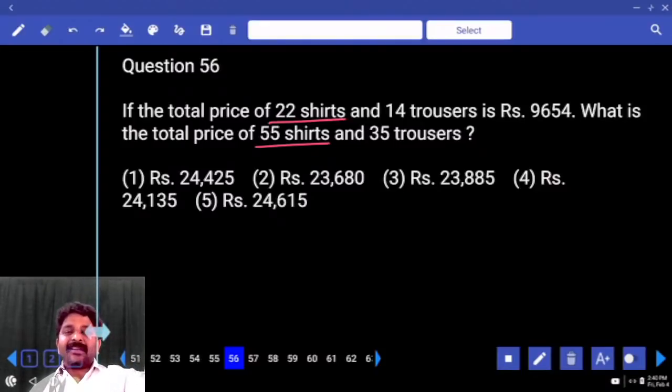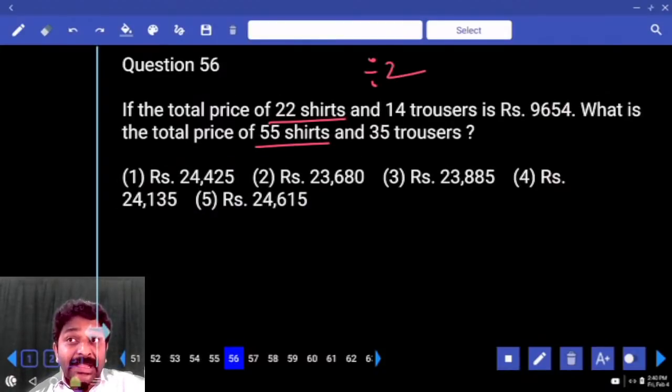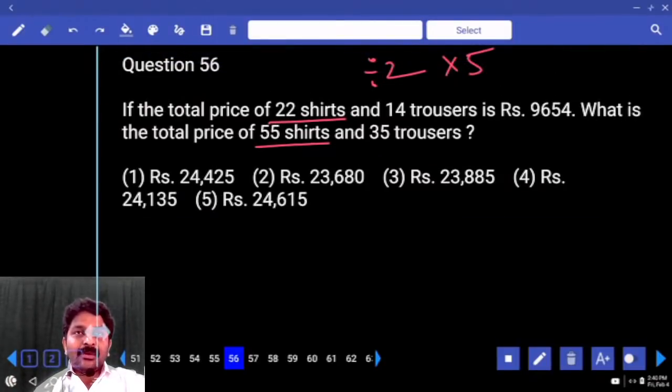Using 22, what is divided by 2? Come on. And how much do you need to multiply to make it 55? So the operation that we are doing is divided by 2 into 5 for shirts. Let's apply the same for trousers and see whether it is also following the same rule or not. Divided by 2. 14 divided by 2 is 7, into 5. 35 trousers we have. So the answer also becomes half and into 5 times.